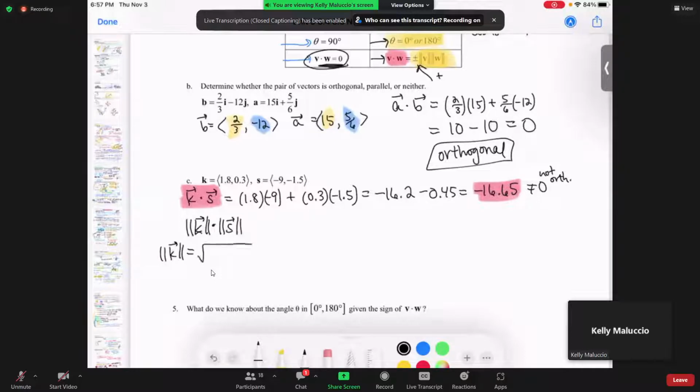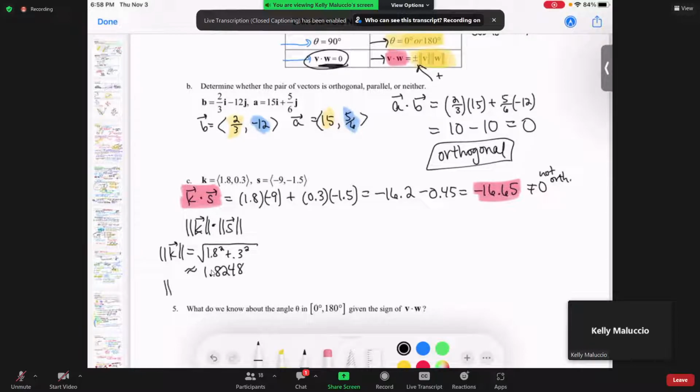The magnitude of K is the square root of 1.8 squared plus 0.3 squared. This is approximately 1.8248, and I'm not rounding this until later, on purpose. But if you're off by like 0.2 or 0.01, I would say check that rounding, because it probably is parallel then.